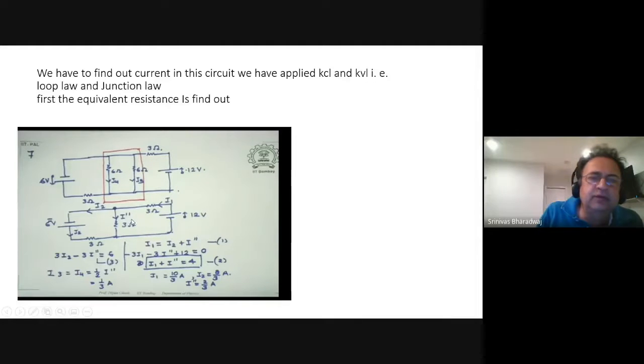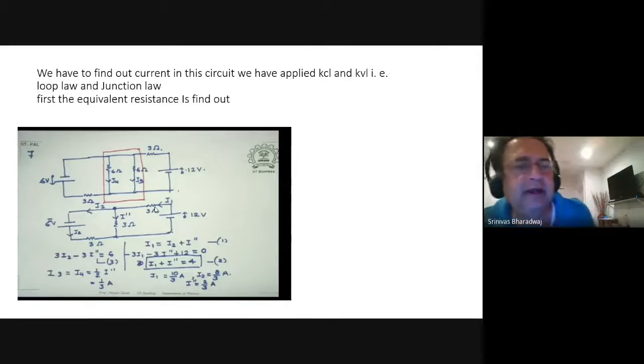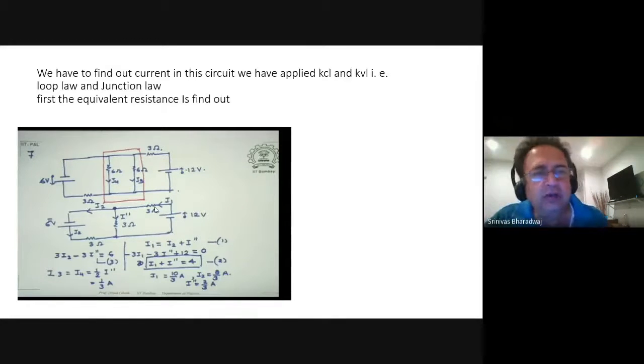Then he solves for these two. If you just wanted this current and this current, you would have two equations, two unknowns. So that's another clever way to solve these problems.